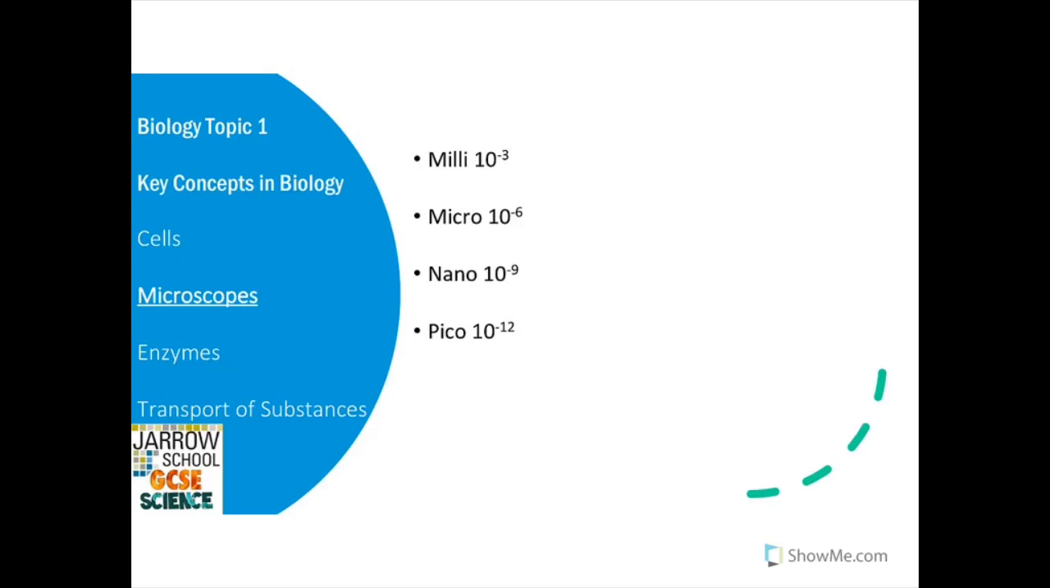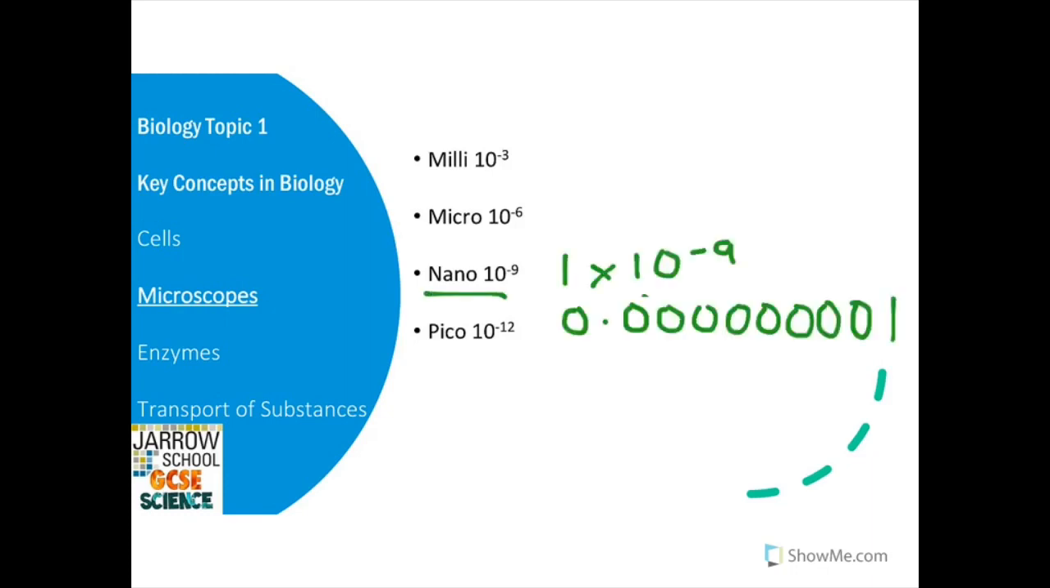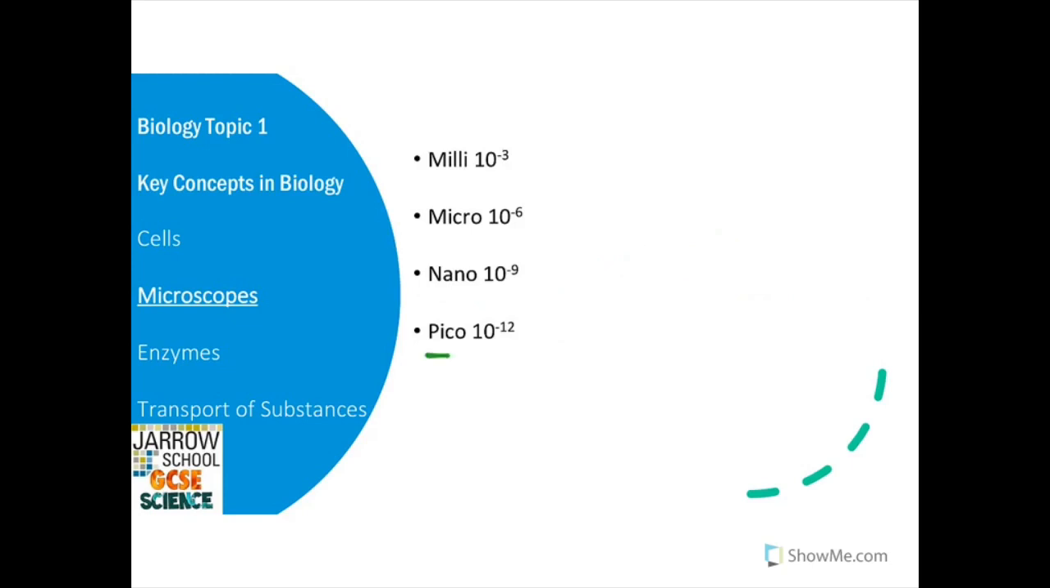Okay, the final two are the nanometer and the picometer. So a nanometer is a billionth of a meter. And a picometer is a trillionth of a meter, but you'll rarely be asked about the picometer.